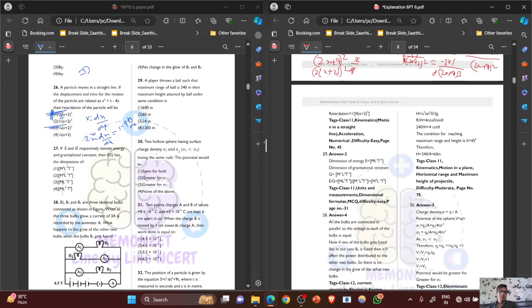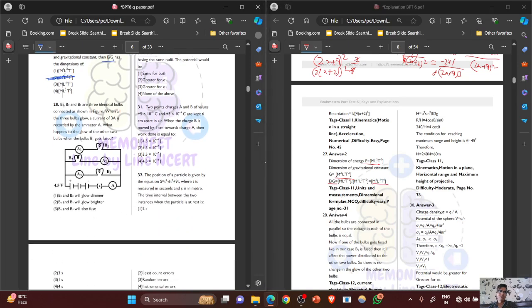If E and G respectively denote the energy and gravitational constant, E by G, you just need to understand the dimension of both and solve it out. The dimension of energy is given by this, the dimension of G is given by this. Taking the ratio, you will get this dimension. So option second will be the correct answer. There is no need to explain in this point.